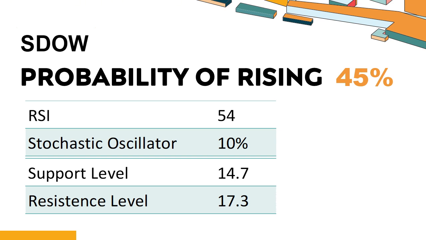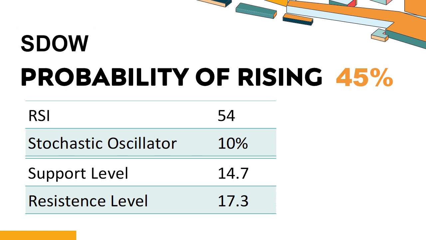An oversold condition occurs when the stock price falls too fast and too much in a short period of time, which may indicate that the selling pressure has exhausted. Trend outlook. SDOW has a 45% probability of rising stock price. When the probability of rising is lower than 50%, it means that the probability of falling is relatively high. If the probability of rising is higher than 50%, it means that the probability of stock rising is relatively high.